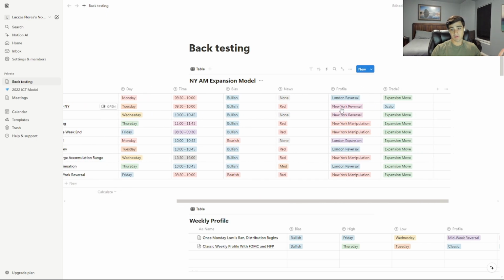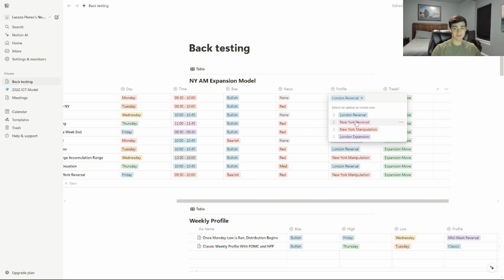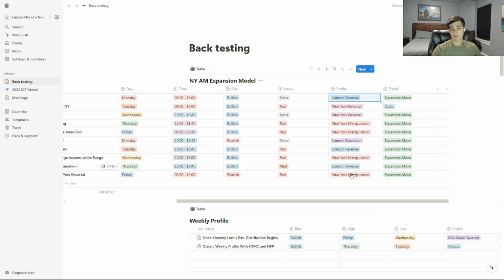And then here's the daily profile that it was. Was it a London reversal? Was it a New York reversal? Was it New York manipulation? Or did we see an expansion move in one direction in the London session, which tells me that all of these daily profiles are invalidated. I don't even want to trade. And then here's the type of setup that I could have captured. I could have captured an expansion move or a scalp.